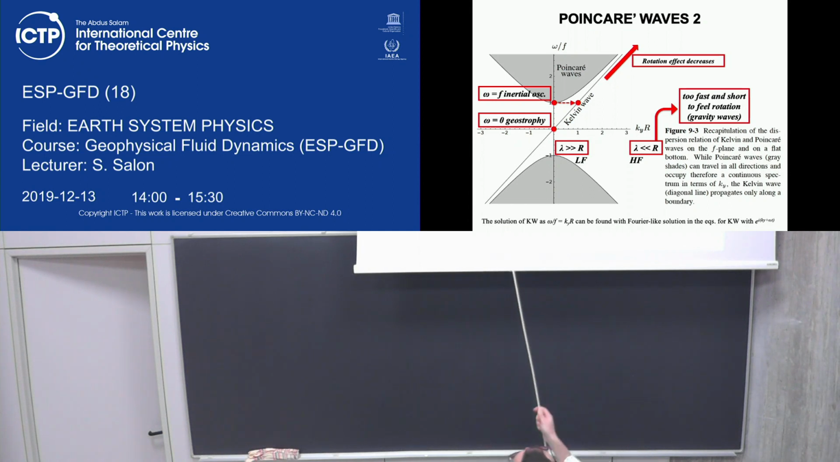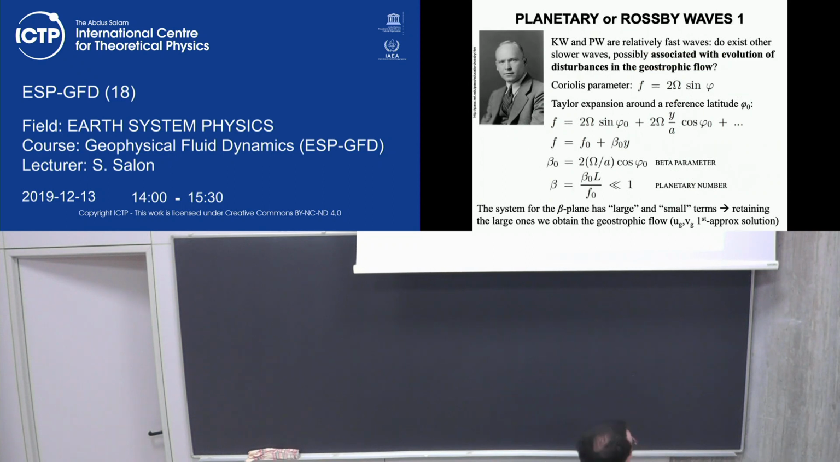Okay, so we said that for Poincaré and Kelvin, mostly we have that omega is much larger than f. Okay, so Poincaré and Kelvin waves are super inertial waves. So the frequency is much larger than f. Then we said, okay, is there any wave phenomena which is slower, possibly associated with the evolution of disturbances in the geostrophic flow?